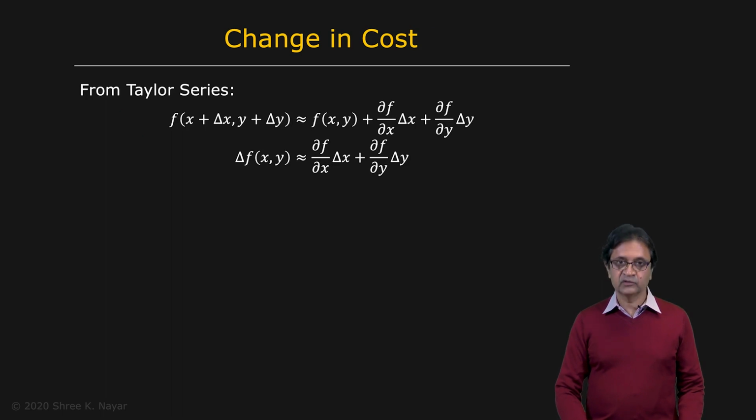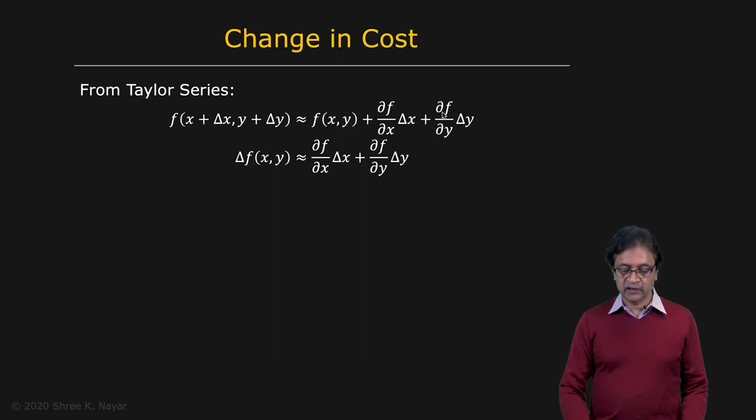For this, we appeal to something we've discussed at great length before, which is the Taylor series. So let's say you have a function which is f of x, y, a two-dimensional function. If you want to find the value of f at x plus delta x, y plus delta y, Taylor series tells us that that's approximately equal to, at least as a linear approximation, f of x, y plus the derivative of f with respect to x times delta x plus the derivative of f with respect to y times delta y.